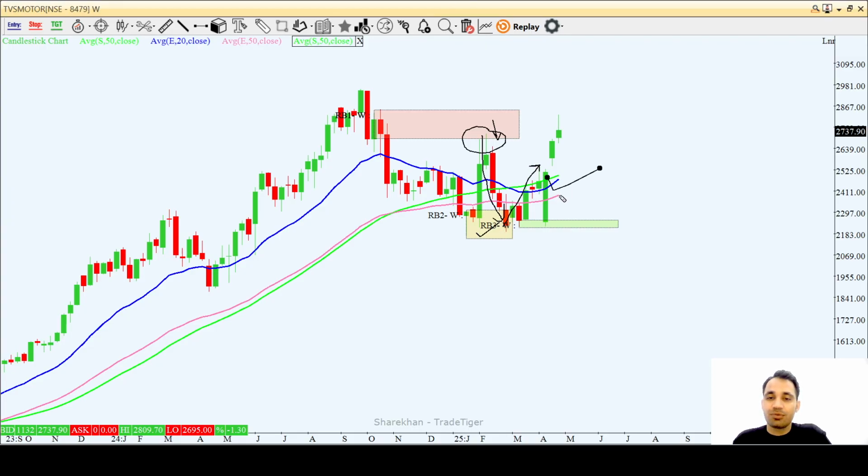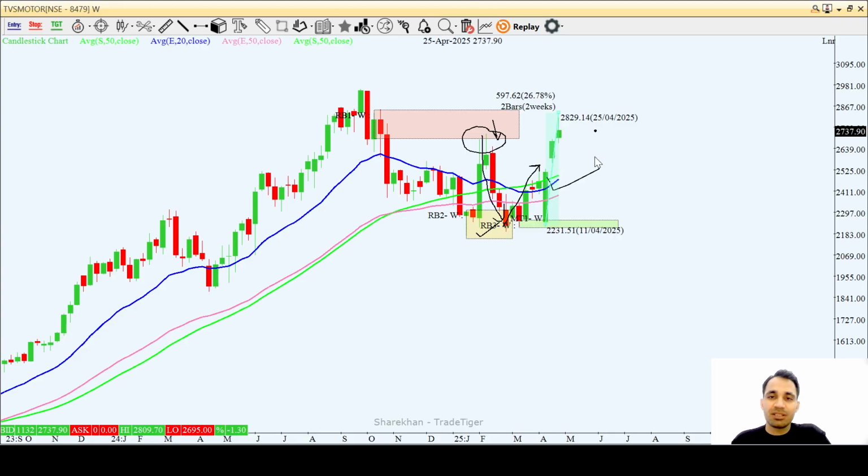And then the news of tariffs came, price came down. It entered the weekly demand zone again, and then again the pending buying orders triggered, and they moved the price up. So if I show you, in the last 3 weeks, price has already moved like 26%. So that's how demand and supply zones work, and that's how you draw them.